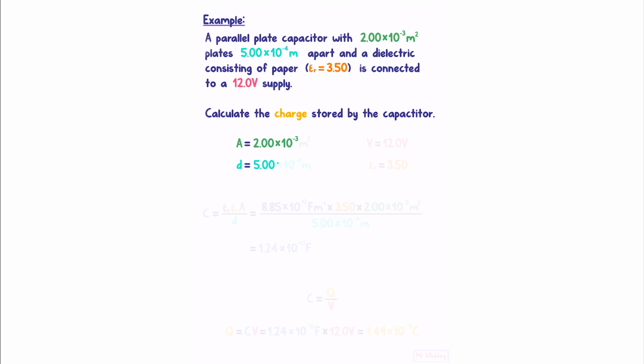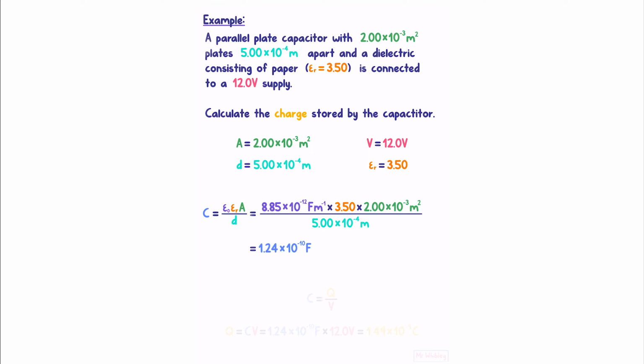And so we're given these values here. We know our equation for capacitance, where we know all of these values, which gives us 1.24 times 10 to the minus 10 farads. Now to find our charge, we can recall that the capacitance is charge over voltage. Rearranging that for charge, putting our numbers in, gives us 1.49 times 10 to the minus 9 coulombs.